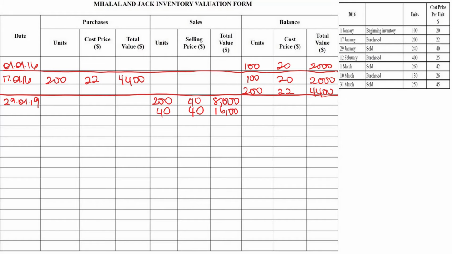So now the inventory that we have on hand, we already took this entire 200 units and we took 40 units out of this 100 units here. So 100 minus 40, that's going to leave us with 60 units on hand at a cost price of $20, which would give us $1,200 on hand. So moving on to our fourth transaction on the 12th of February 2016.